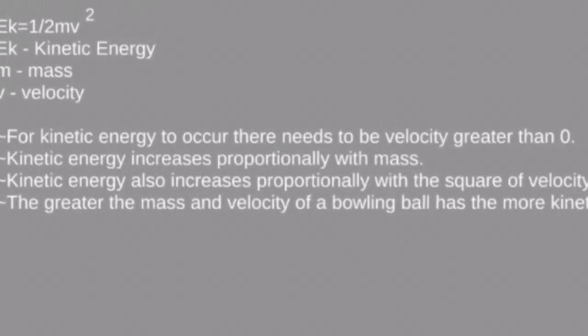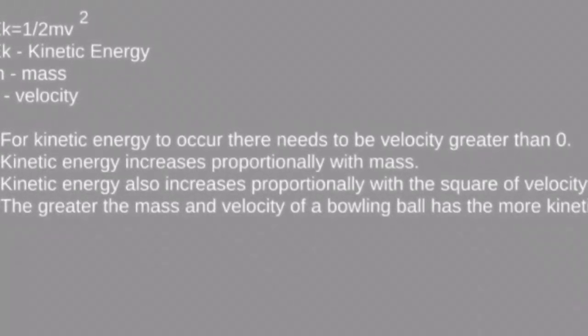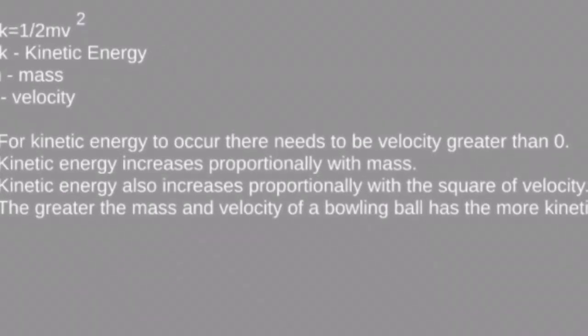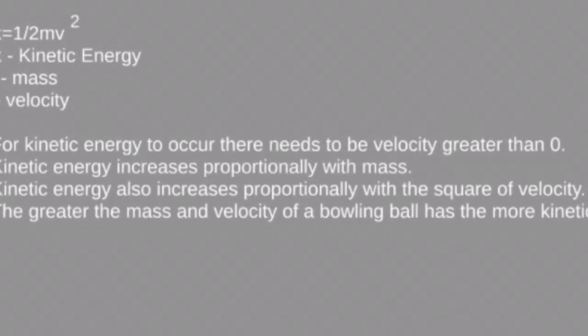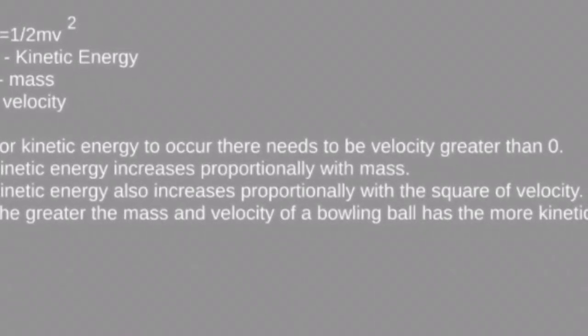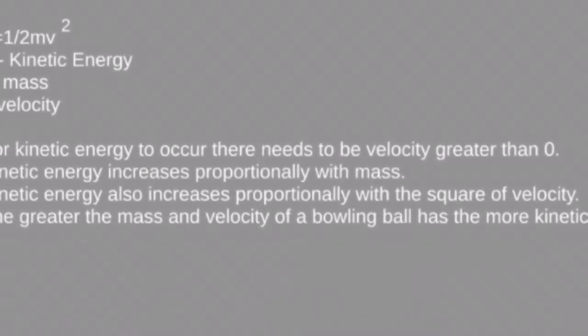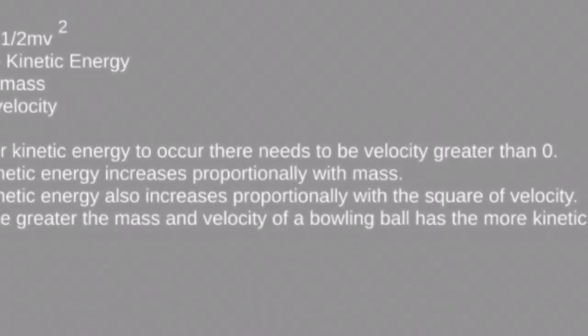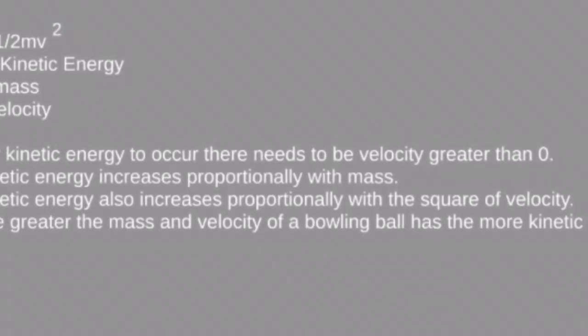The next topic we will be talking about is kinetic energy. The equation for kinetic energy is 1/2 mv squared, where m equals mass and v equals velocity. For kinetic energy to occur, there needs to be a velocity greater than 0. Kinetic energy increases proportionally with mass. Kinetic energy also increases proportionally with the square of velocity. The greater the mass and velocity a bowling ball has, the more kinetic energy.